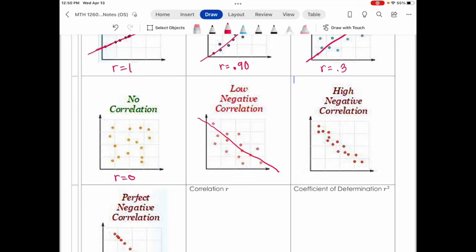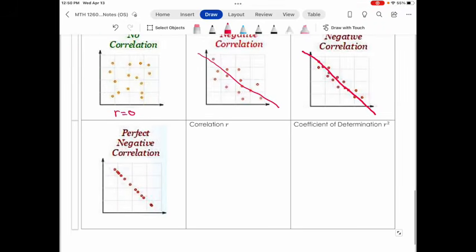This one has a high negative correlation. The points are pretty close to the line, but it's tilted down. So going left to right, it's going down. So that's a negative correlation, but it's a strong or high correlation. And then here's our example of a perfect negative correlation. I can see that if I draw a line, it passes through all of those points. So when you have a perfect negative correlation, your value of R is going to be -1. It's 1 because it's a perfect correlation, and then the negative just tells me which way the line is tilted.